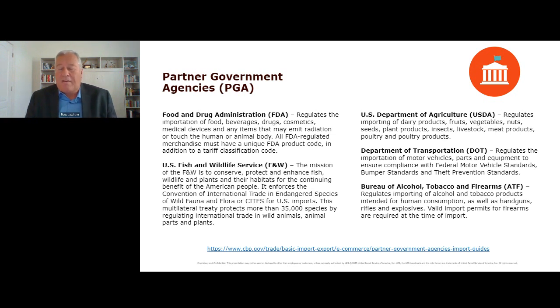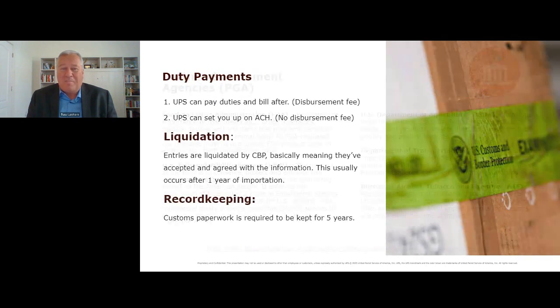Lastly, ATF, alcohol, tobacco, firearms, it's kind of self-explanatory for that bureau. If you're going to import alcohol or tobacco products, you're probably going to have to clear through the ATF as well as CBP. So, good to know. Like I said, there's 47 other agencies. I won't bore you with that. You can look them all up if you want.